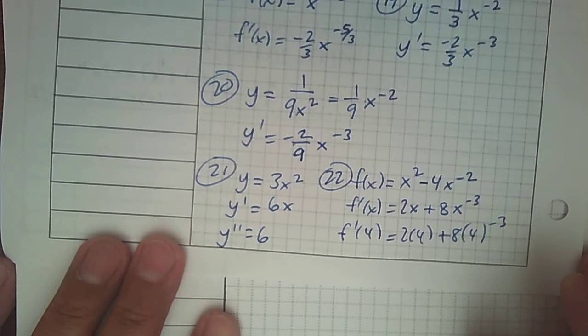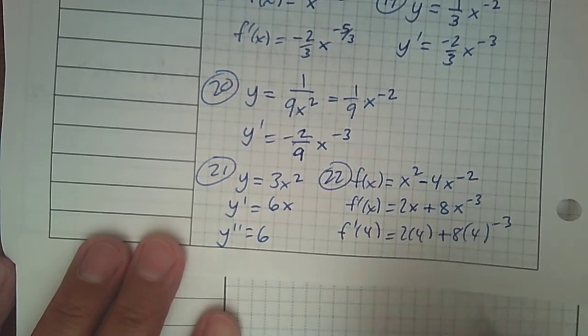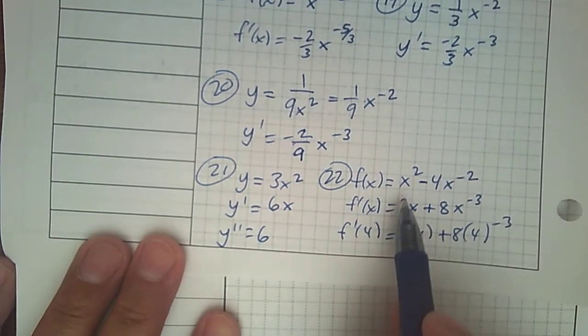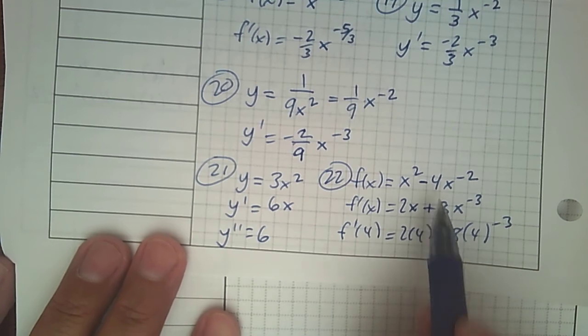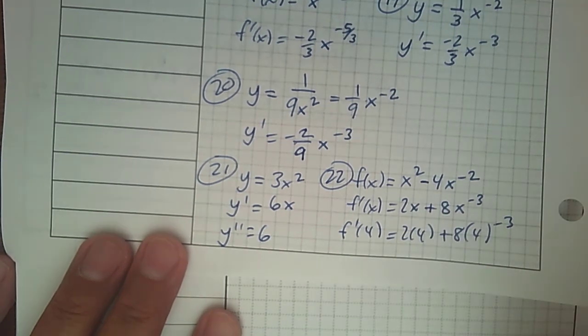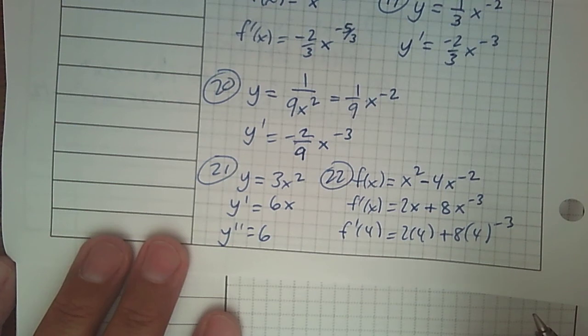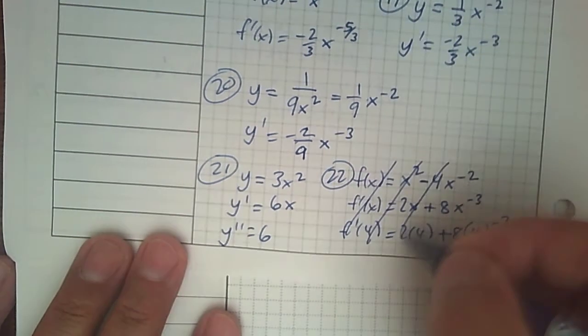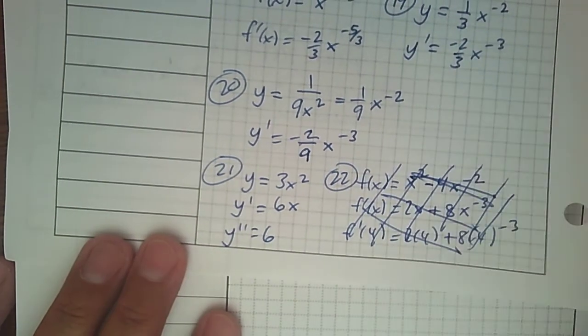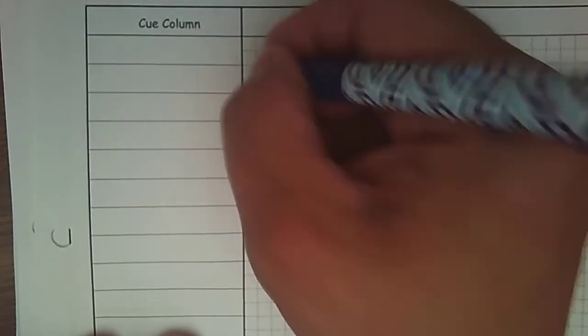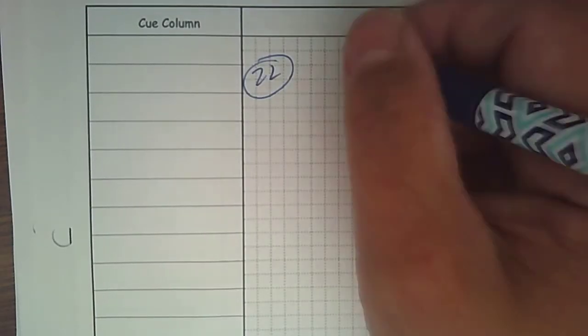What did I do? I must have been looking somewhere where I shouldn't have. So x squared minus 4 over x squared. Where did I even see that? Did I dream that in my head? Oh my goodness. I was looking at number 12. Let's do this one over again properly. 22 again. That's why you double check.